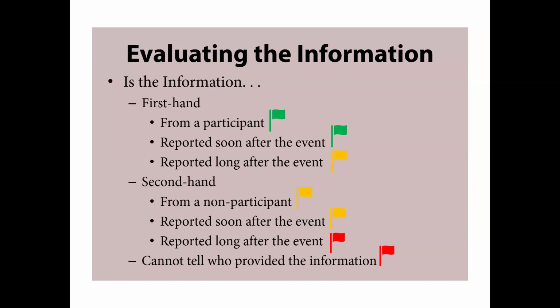Now, if it's reported long after the event, it's a yellow flag. It could still very much be valid, but if it's so long after the event, there could be a memory issue. If it's secondhand from a non-participant and reported soon after the event, it is a yellow flag. It still could be valuable information, but it's not from someone that's actively participated in it. So there could be some errors. If it is reported long after the event by a secondhand participant, we definitely want to put it as a red flag. And especially if there's someone we cannot tell who provided the information, we also want to flag it as a red flag because we need to put that as possibly an unreliable narrator.